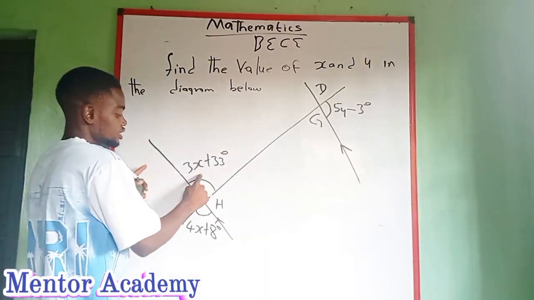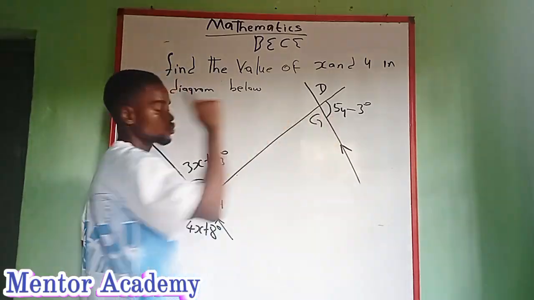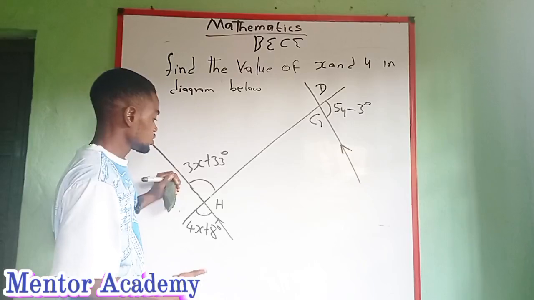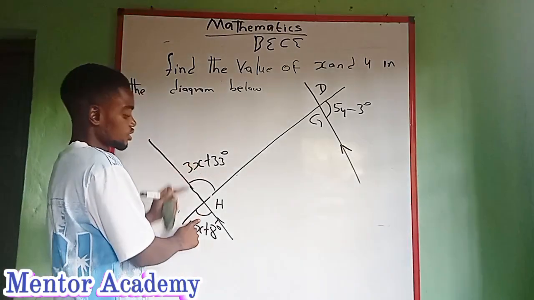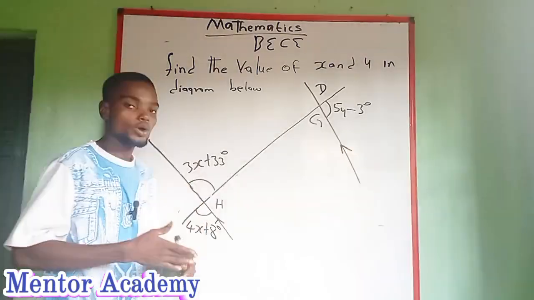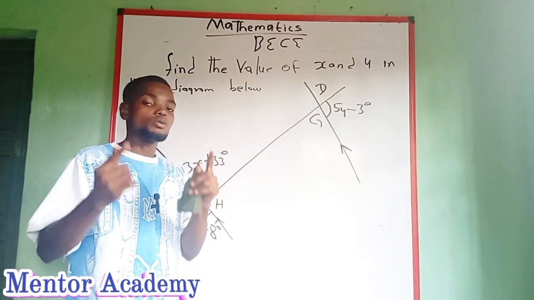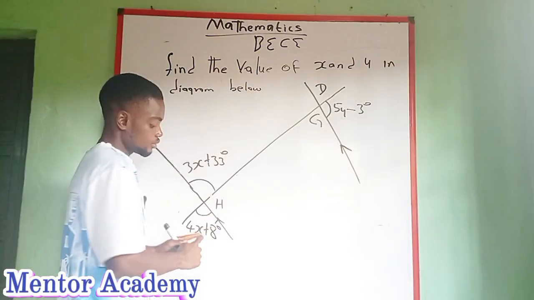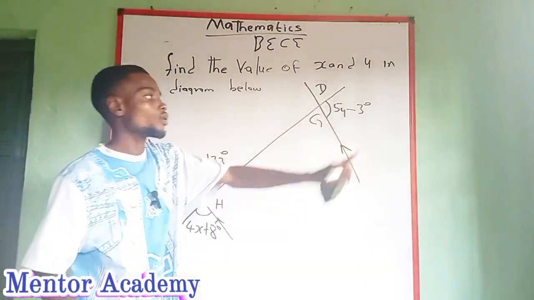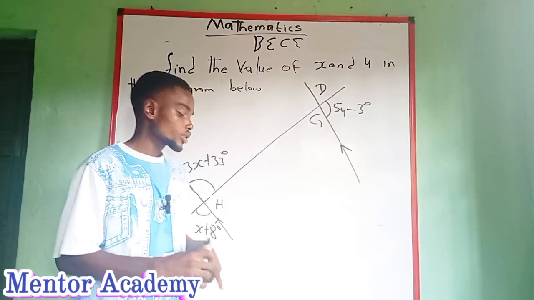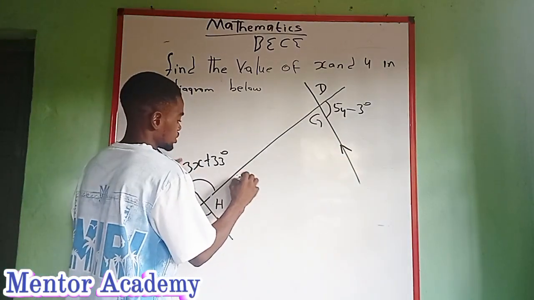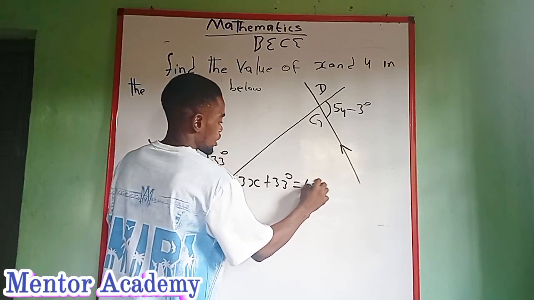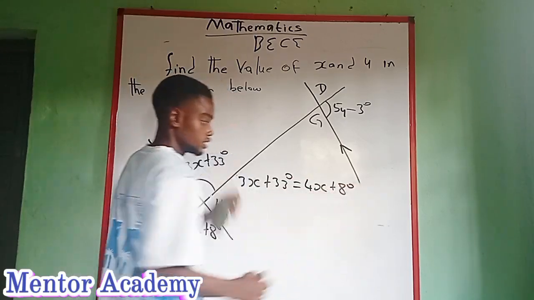Now here, this angle and this angle and this angle we are given, and we have s and y here unknown. So here and here, as you can see, they are facing each other, which is what we call opposite angles. Opposite angles must be equal. So when I equate these two together, I can find the value of s, and then we'll know how we're going to get the value of y. So let's equate it: 3s plus 33 degrees equals 4s plus 8 degrees.